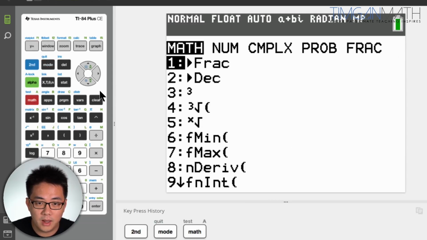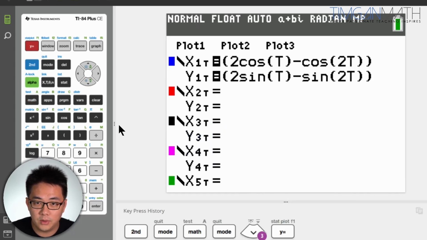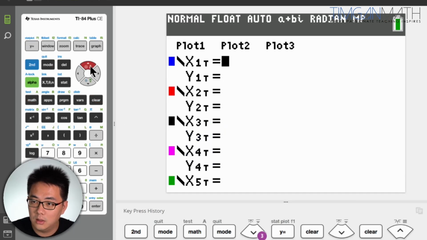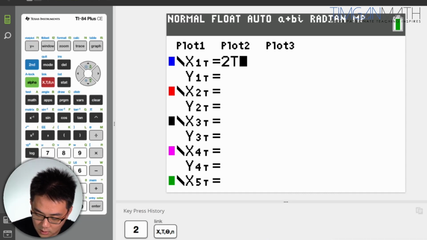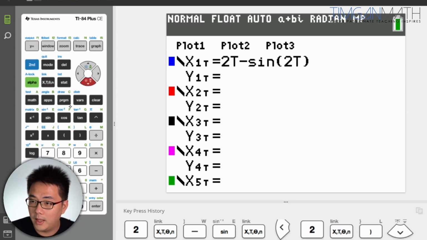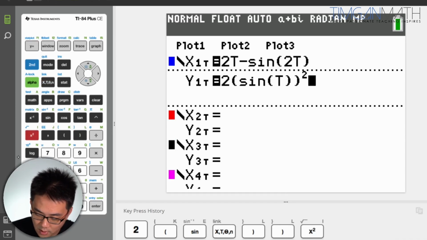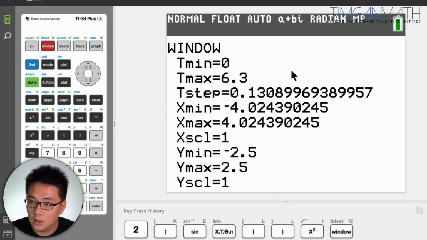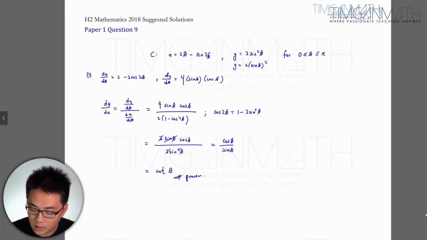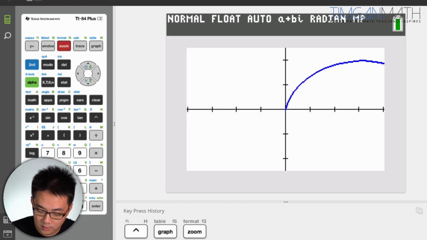So I'm just going to go to math. I just want to change it to, okay, this is already in parametric. So I'm just going to clear this out. So this is 2 theta minus sine 2 theta. And this is 2 sine squared theta. Now take note of the window value. Your t-min would be 0 to pi, right? So when you sketch this out with 0 to pi here, just put pi and just graph it. Maybe zoom standard a bit.